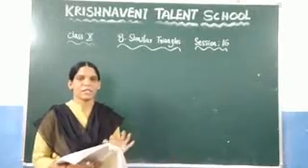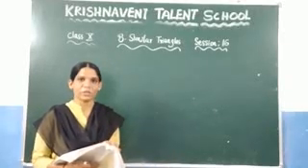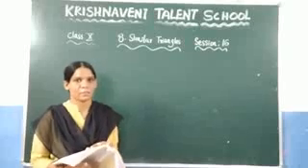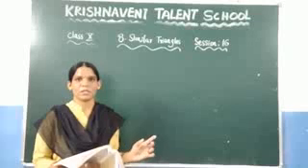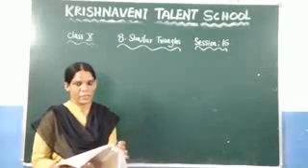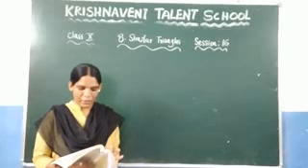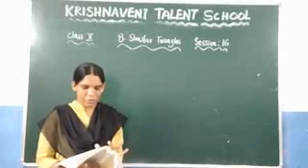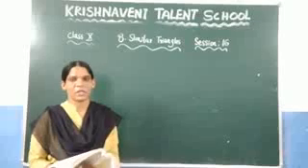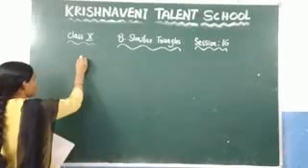But in this question, they have given the measurements. You need to construct the triangle by taking the measurements of 6, 4, and 5. So by taking those measurements, you need to draw one triangle. And after drawing the triangle, you need to draw the similar triangle whose sides should be in the ratio of 2 by 3. So here, how do you need to construct?